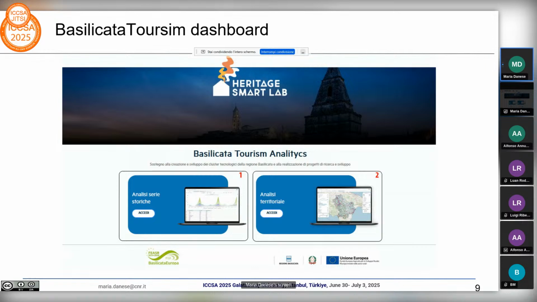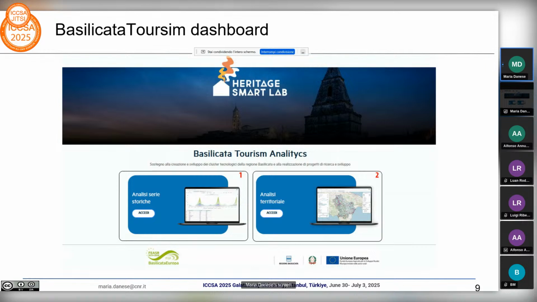Basilicata tourism data were originally spread across many different databases and sources. So the first step of the project was to collect all the useful data in one place to better understand tourism in the region. Some of this data needed to be cleaned or adjusted. For example, sometimes data had to be aggregated to protect people's privacy. Also, some indicators were created using the basic information. All the final content is now available in one dashboard, which helps to view and explore the data.